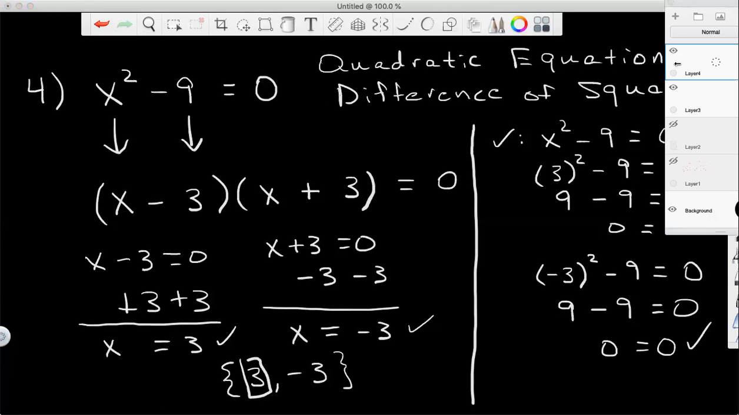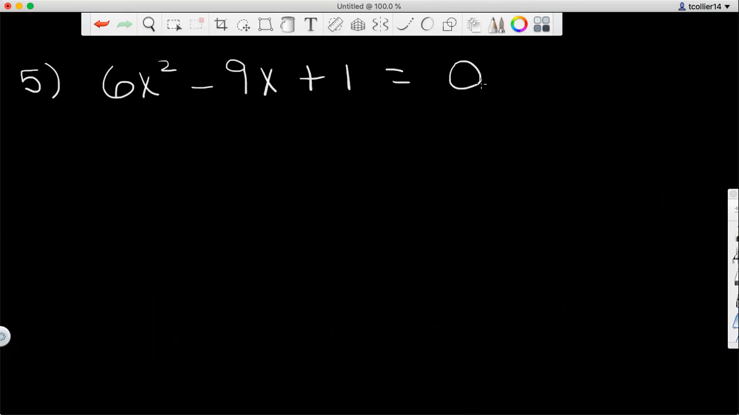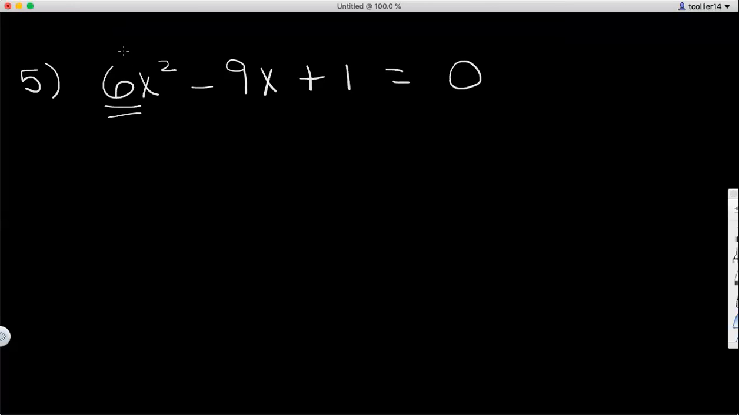All right. So let me get rid of that. Good. All right, number 5. So number 5 says 6x squared minus 9x plus 1 equals 0. Now, typically what I would try to do is if I have a number out in front that's not a 1, I would start doing rainbow method. So I would probably start doing 6 times 1, which is 6. 6 becomes my rainbow number.